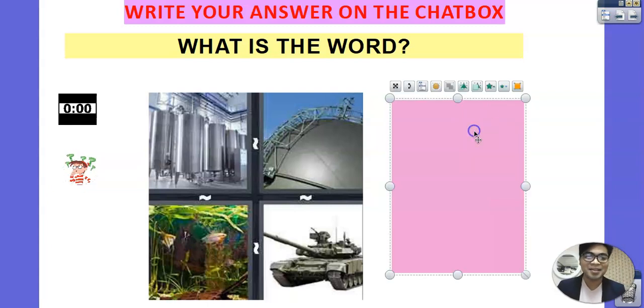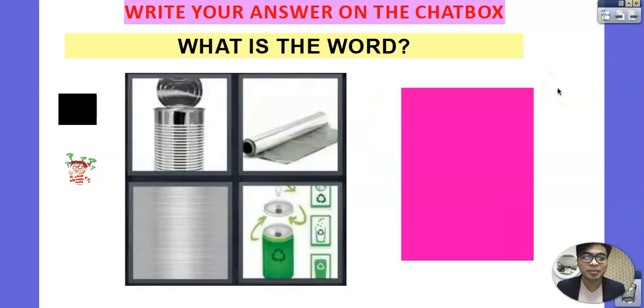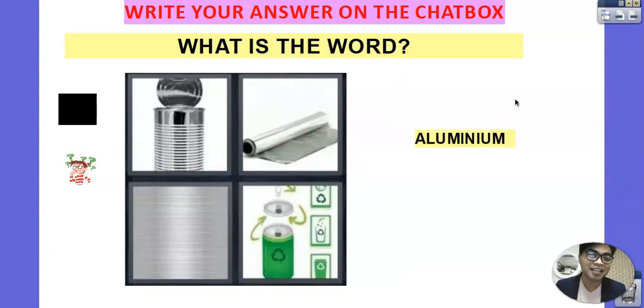Time is up. Let's see. These are steel. It's very obvious with these 2 first pictures here. Next question, let's take a look with this one. Look carefully at the pictures. Let's see if you get it correctly. It's very familiar, a kind of material that you see in your everyday life. So let's take a look. It's aluminum.